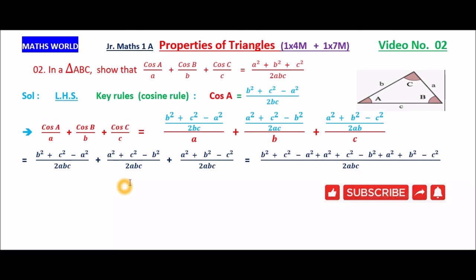Now just observe the numerator portion. Minus A square plus A square cancelled. B square minus B square will be cancelled. C square minus C square will be cancelled. Finally, we get in the numerator A square plus B square plus C square divided by 2ABC, that is equal to A square plus B square plus C square divided by 2ABC. It is nothing but the RHS, right hand side. So hence proved.